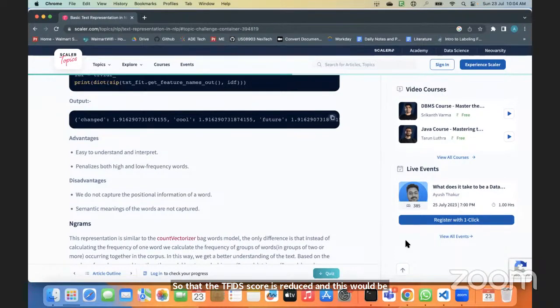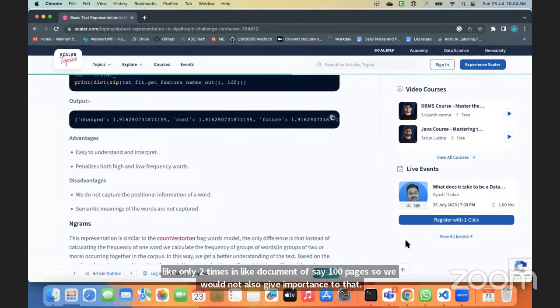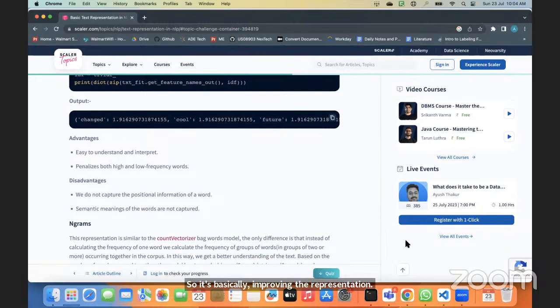And the words which are occurring in low frequency, like only 1 time or only 2 times in a document of say 100 pages, we would not give importance to that either. So it's basically improving the representation. You're given a text and you have to represent it mathematically. How optimized can you go? What more can you do to represent it better and let the machine understand better, but also at the same time take care of space complexity, time complexity, and if there is GPU processing? All these factors come into account while developing representation techniques.